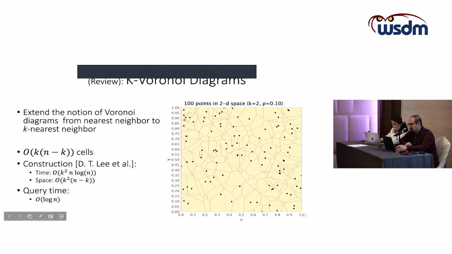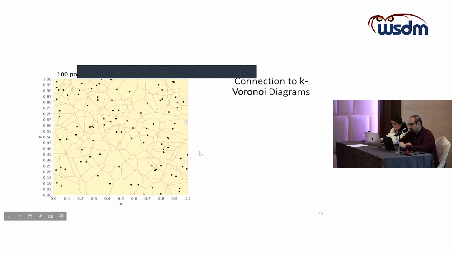And the construction of the k-Voronoi diagram can be done in time of the order of k squared n log n. And after that, figuring out if the query point is covered or not is going to only take order log n. But what is the connection between the k-Voronoi diagram and what we are doing here? Well, recall that our objective is to find the uncovered region. How are these two connected?